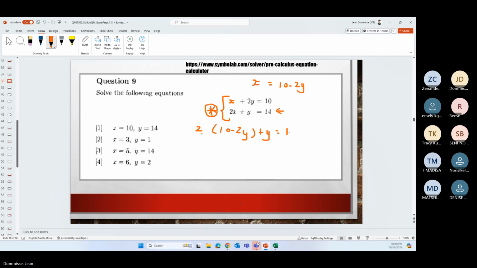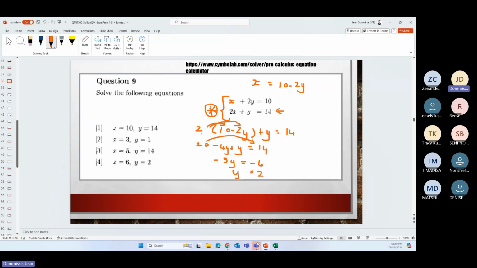So 2 times x, which is 10 minus 2y, plus y is equal to 14. If I work that out, like we did yesterday, 2 times 10 is 20. 2 times 2y is minus 4y, plus y is equal to 14. So on the left-hand side, I've got minus 3y. If I take that 20 over, it becomes negative 20. So negative 20 plus 14 is equal to negative 6. Y is equal to 2.